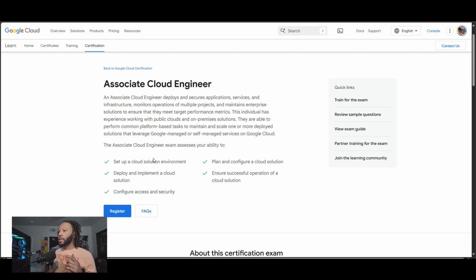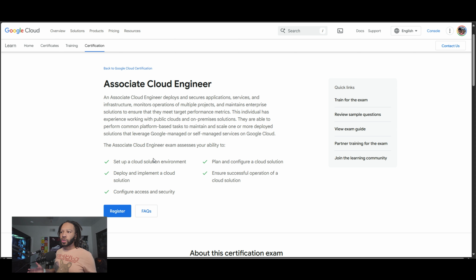All right, so the next one that I think you should follow up with is the Associate Cloud Engineer. I have this certification and I also have the Cloud Digital Leader certification. The thing about this certification is it exposes you to some of the key services that you're probably going to be using in Google Cloud, and you really learn how to deploy. You can secure the infrastructure, of course, because it does have a section where it talks about configuring security and IAM and all that stuff.